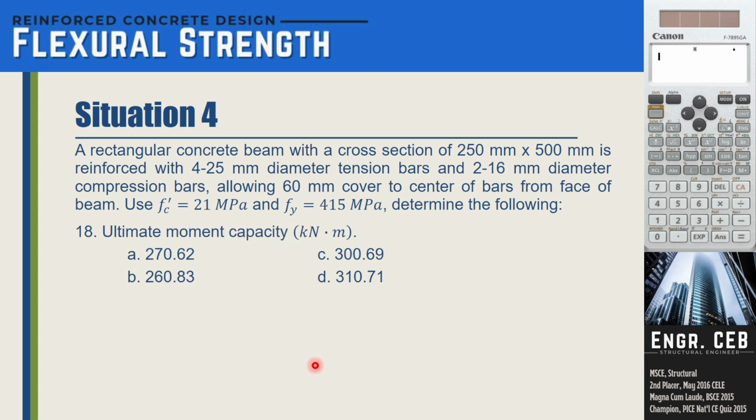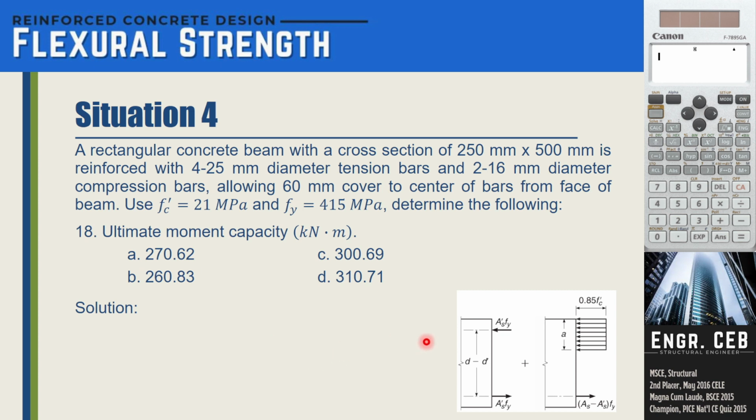Okay, next, ultimate moment capacity. Again, as I have said, in determining the moment capacity for doubly reinforced section, we just add the couple created by the compression steel and the corresponding tension steel with the previously concrete and the corresponding tension steel. Okay, so we have As prime fs. So I have used here fs because we have already proved that the steel does not yield. So we have As prime times fs times moment arm. The moment arm is d minus d prime.